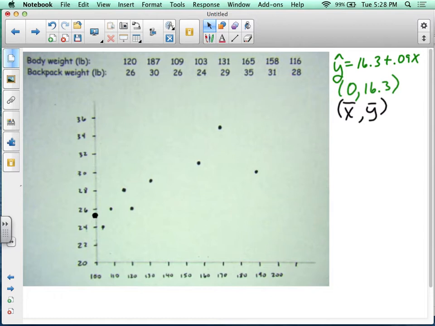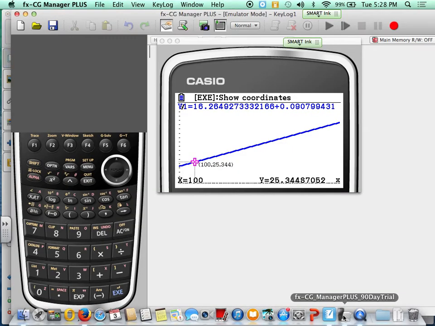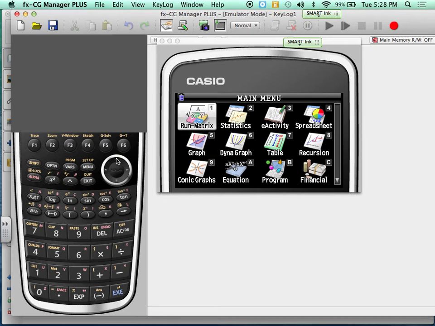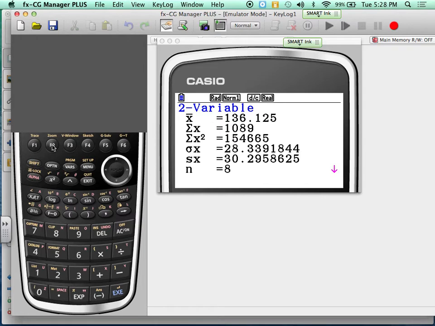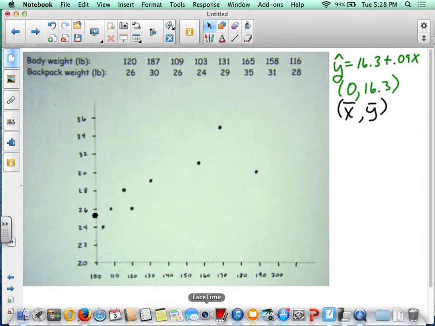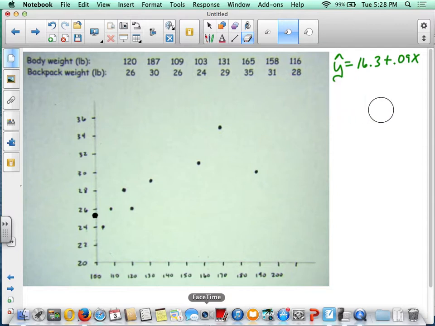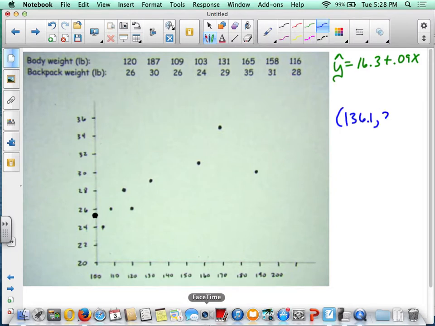So I'm going to go back to the calculator. I'm going to go back to menu. I'm going to go to number 2, statistics. I'm going to hit calculate, which is F2. I'm going to hit 2 variable statistics, F2. X bar is 136.1. Y bar is 28.6. So the other coordinate point that I'm going to use, let me mark this down, is 136.1 and 28.6. That's my X bar, Y bar.